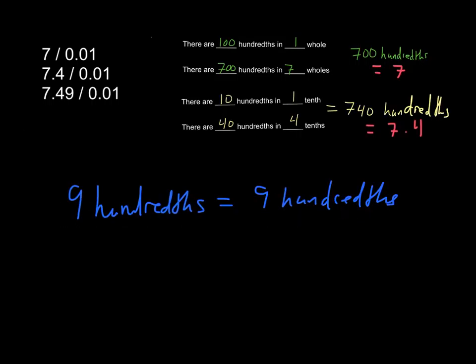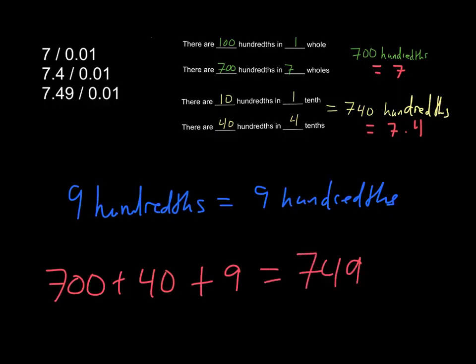And we can take the information from before and our new part, where we have 9 hundredths, and say that we know that 9 hundredths is the same as 9 hundredths. So for 7 and 49 hundredths, we take those 700 hundredths and add the 40 hundredths from our 4/10 and add the 9 hundredths, which gives us 749 hundredths.